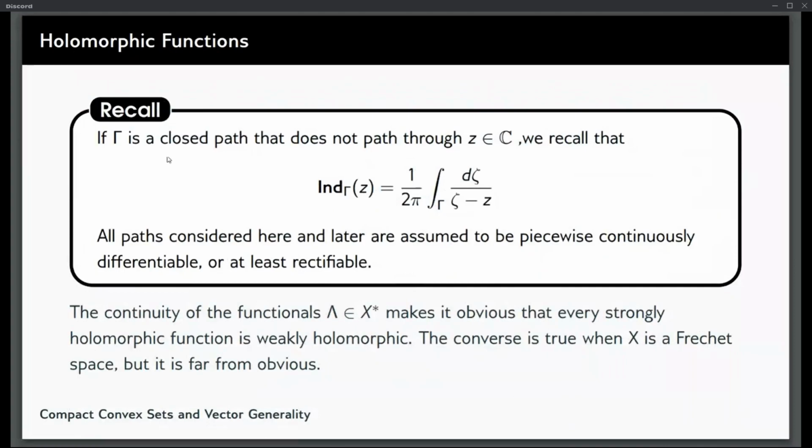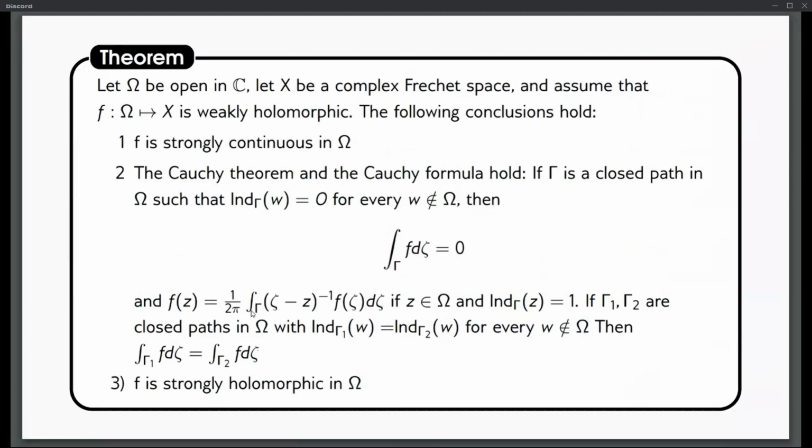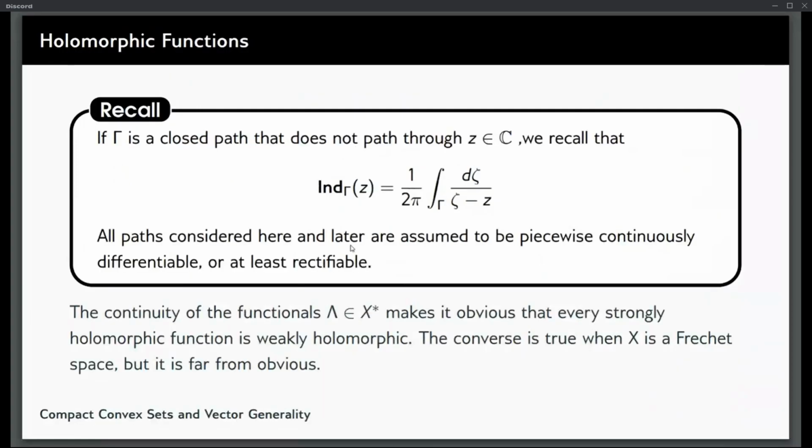So recall, if gamma is a closed path that does not pass through z, then the index of gamma at z is going to be 1 over 2 pi i. Sorry, there's an i here. I'm pretty sure I forgot it everywhere, actually. Yeah, I did. Every time you see 1 over 2 pi, it's 2 pi i. Forgot it for some reason. Integral over gamma of d zeta over zeta minus z. And all paths here are later going to be piecewise continuously differentiable, or at least rectifiable.